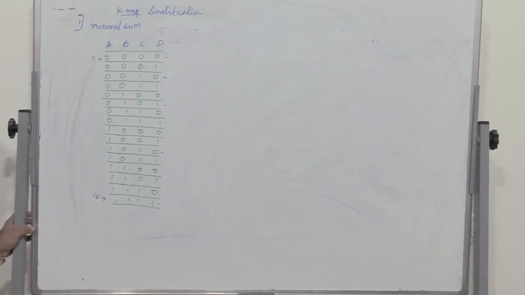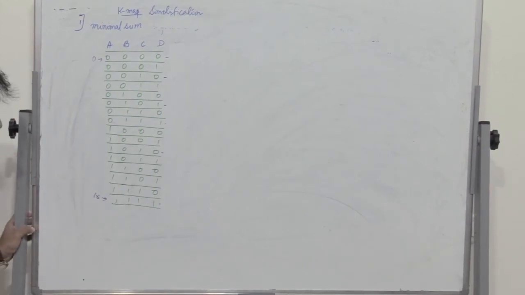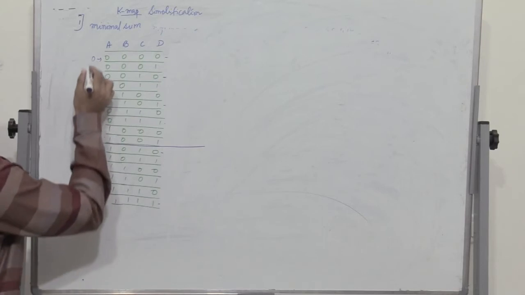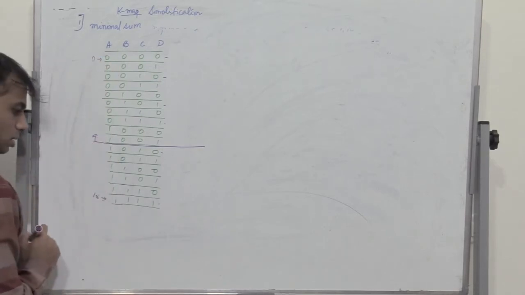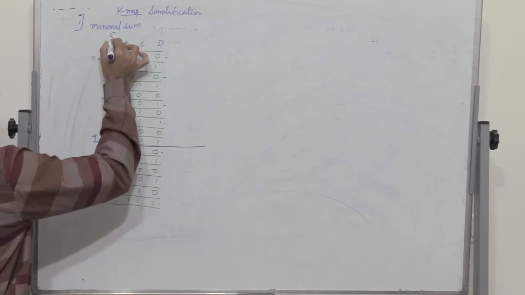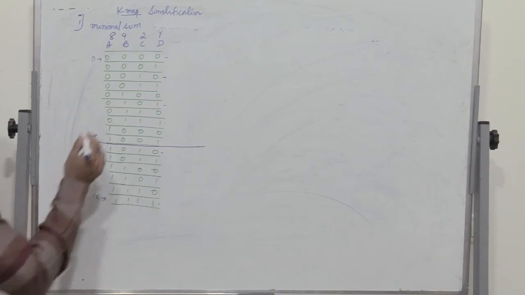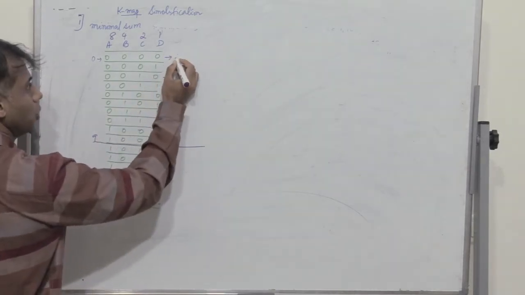So the next problem is to find the minimal sum for an 8421 BCD code wherein the output is 0 for odd numbers of zeros. So we have a BCD code. A BCD code is only valid up to 1001, right? So from 0 to 9, which is an 8421 code. And it has been stated that it is 0 for odd number of zeros. That means for even number of zeros, output is 1. So output is 1 for even number of zeros.